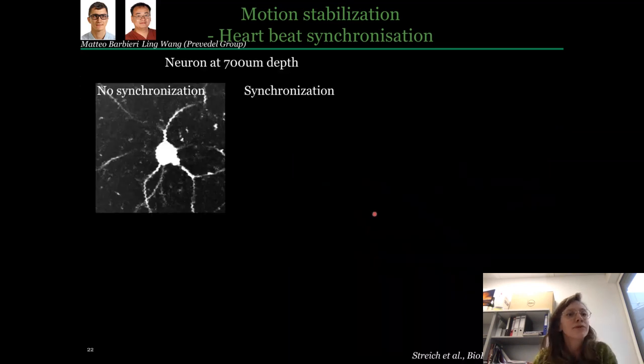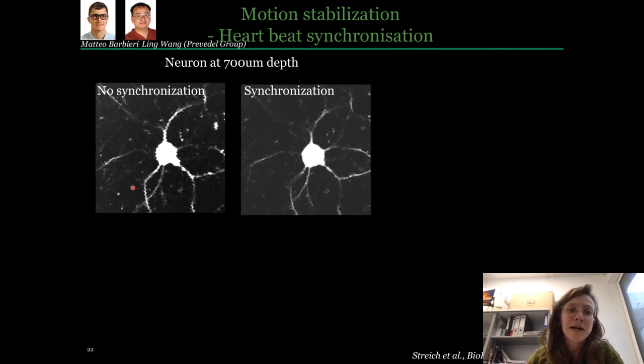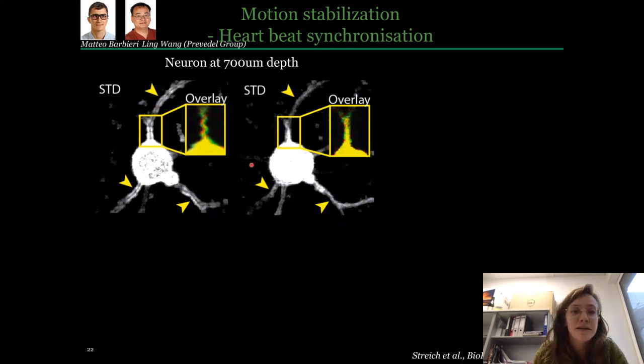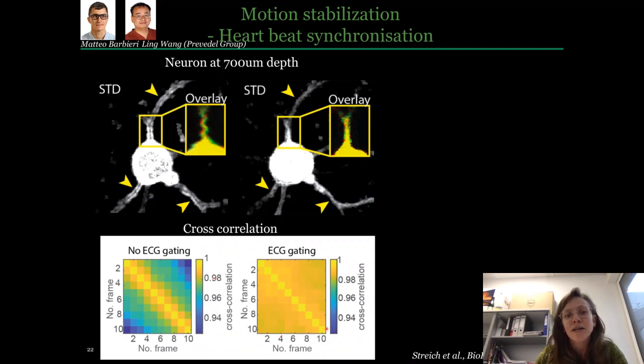And here you can see another example of a neuron acquired at 700 micrometer depth, where without cardiac gating, you can see that we have really pronounced high frequency motion artifacts, which disappear when we enable cardiac gating, and we rather have some low order translational movements. You can also further quantify the frame-to-frame variability by standard deviation projection images. Here you can also clearly see that without gating, we have high content variability at the boundaries, which disappears when we enable cardiac gating. And we can also compare the frame-to-frame stability via cross-correlating individual frames to one another. And also here you can clearly appreciate that we have a much higher content stability with cardiac gating.